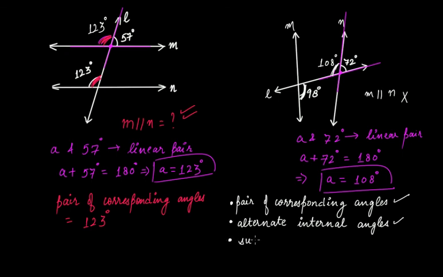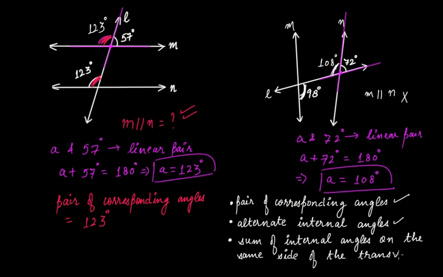And the third point is that the sum of interior angles on the same side of the transversal is supplementary. By supplementary, it means that they should be equal to 180 degrees.